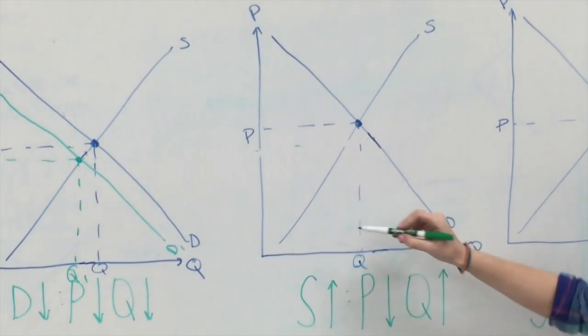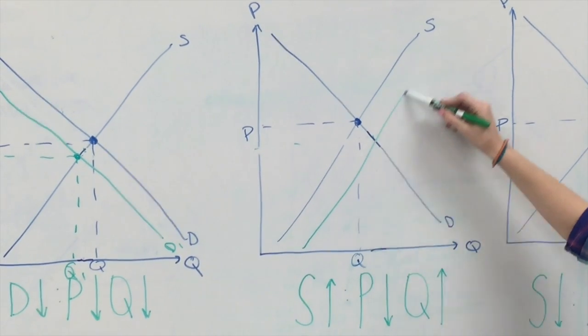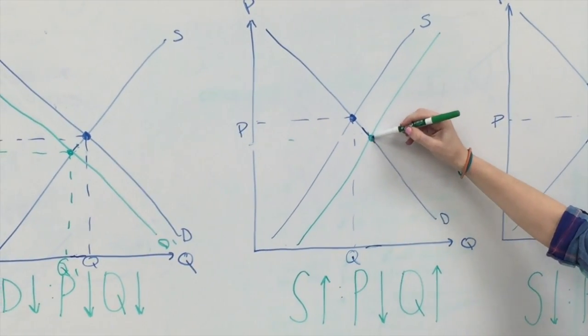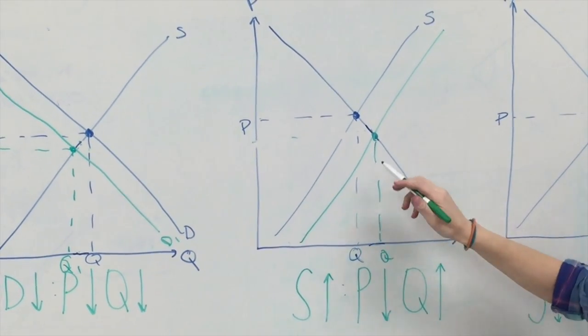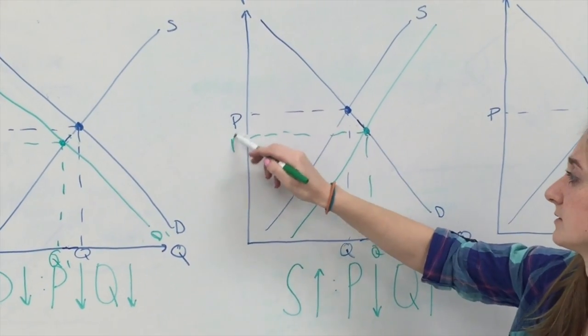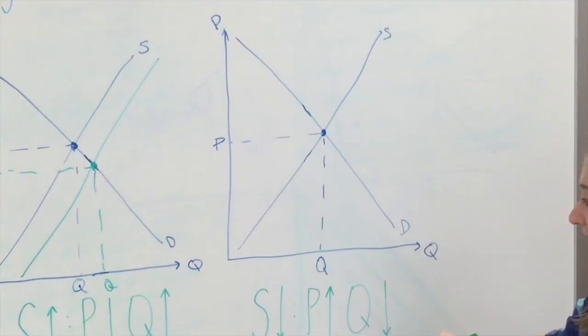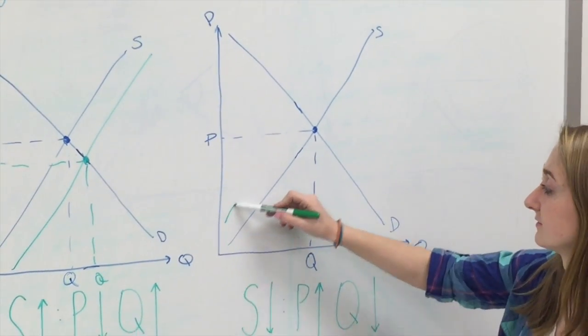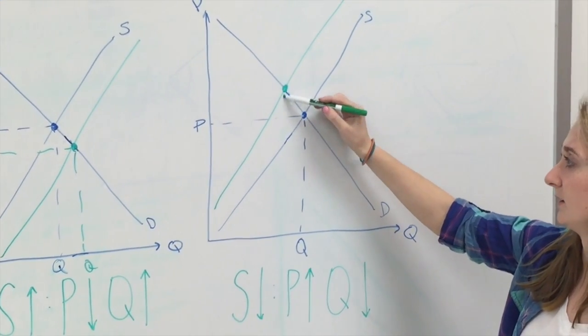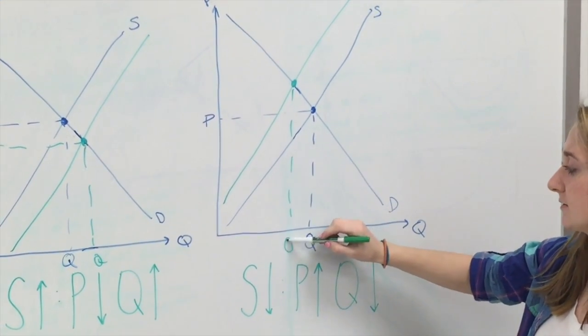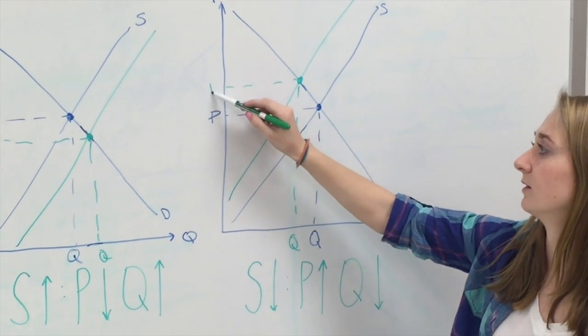If supply increases, that curve will shift to the right. The equilibrium point will be here. New quantity will increase, and the price will decrease. If supply decreases, the curve will shift to the left. The new equilibrium point will be here. Quantity will decrease, price will increase.